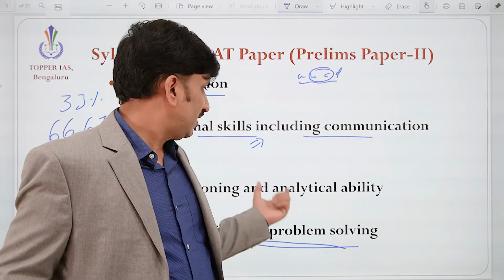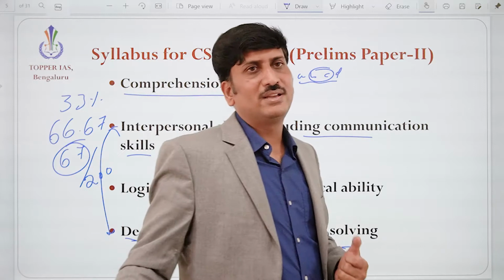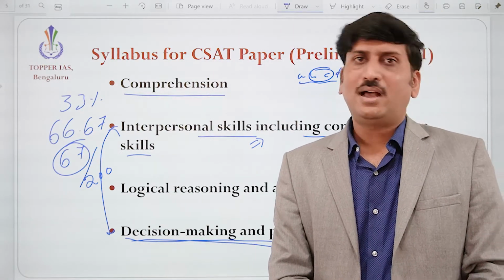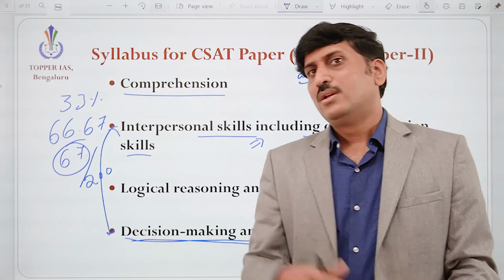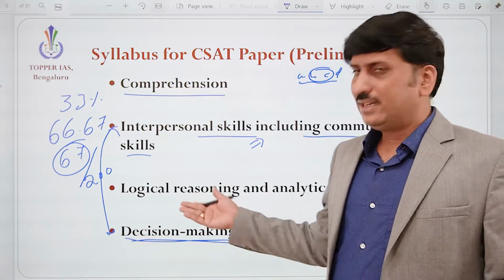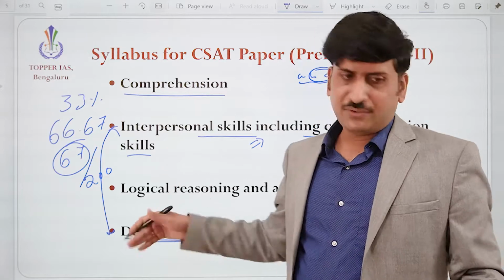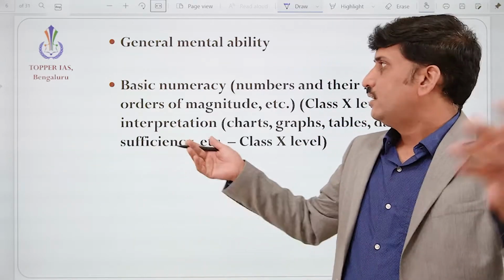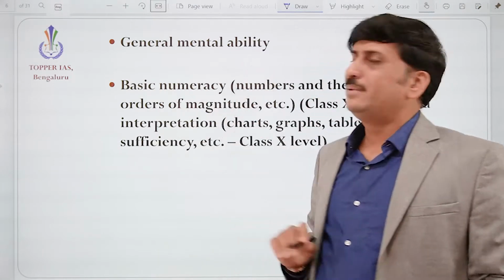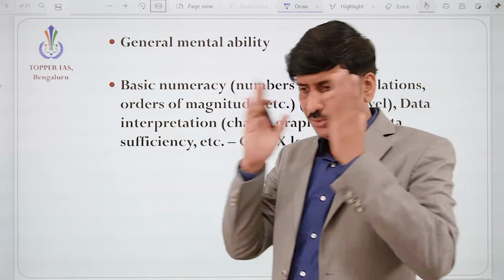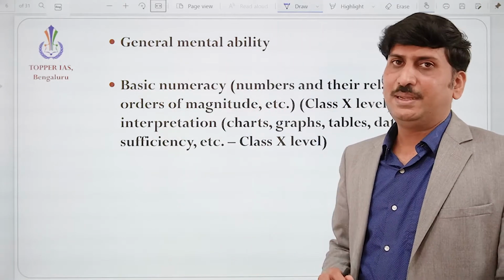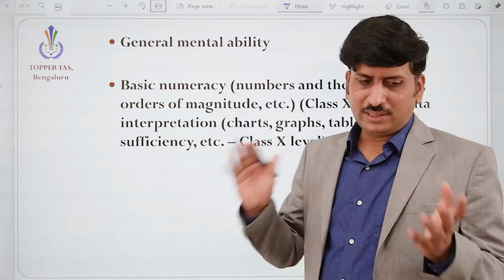So such questions, logical reasoning questions and analytical ability questions, will be asked. I will take the syllabus first and then solve some problems, and we'll see how it goes. And here, general mental ability. Logical reasoning is how you think, which they want to test. General mental ability is with respect to calculations.